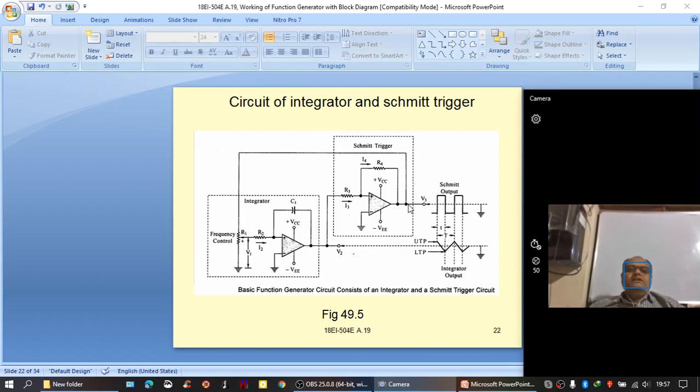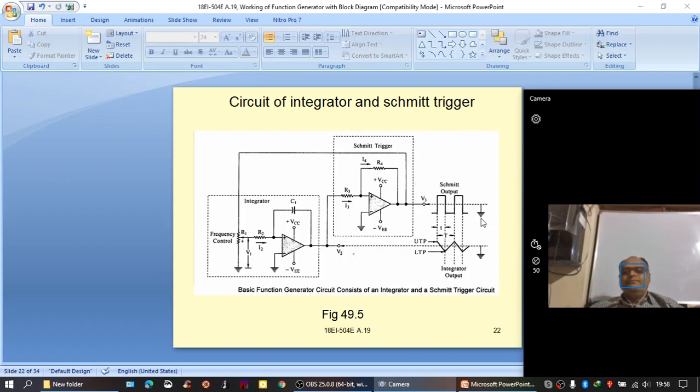And the input to the circuit is derived from the output of this integrator, the Smith trigger. That is how you can generate a square wave and a rectangular wave using this arrangement. The integrator provides a triangular wave, and in response to the triangular wave, the Smith trigger produces a square wave output.